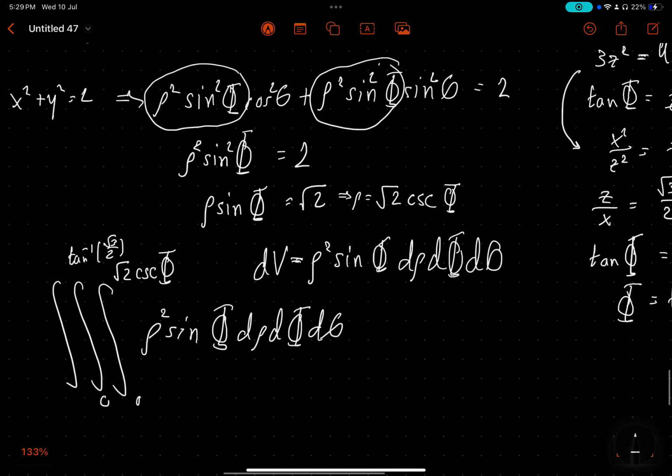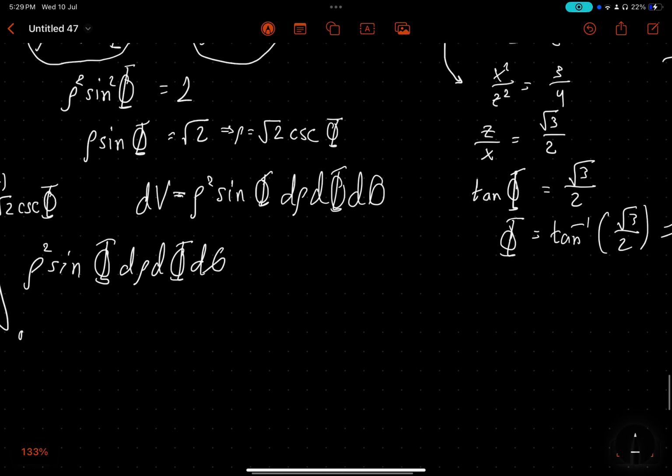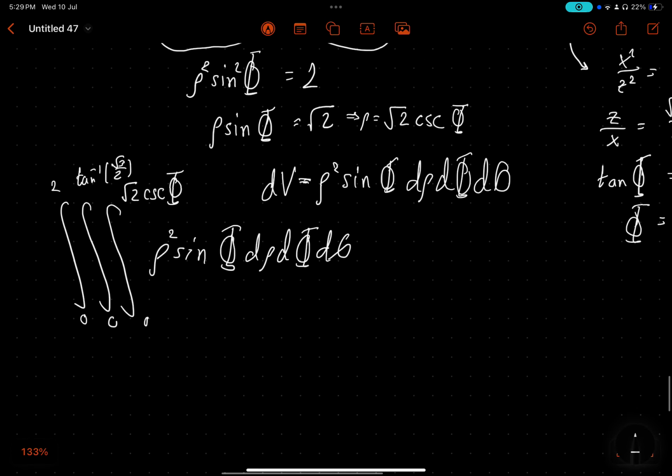And so lastly we have theta. Theta should go from 0 to 2 pi. Usually it goes from 0 to 2 pi, since it goes around the xy plane. And that's basically should be our volume.